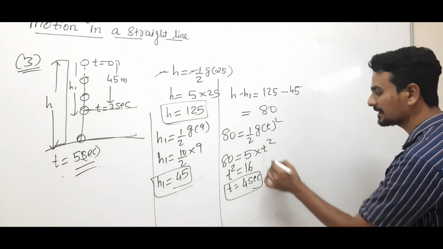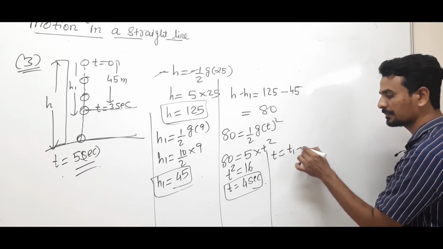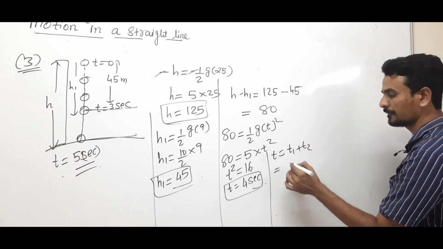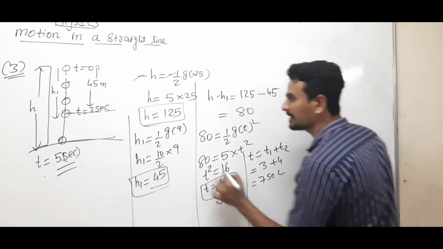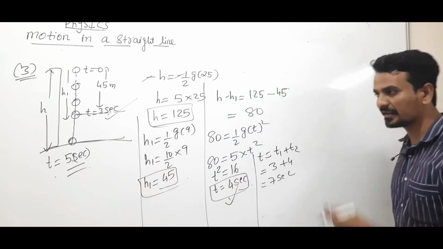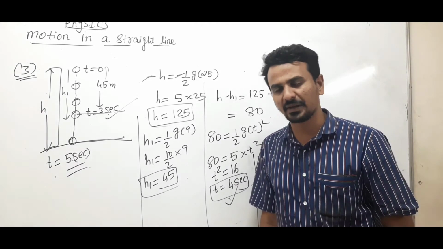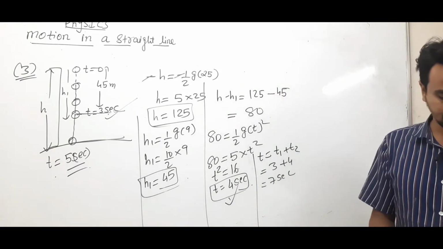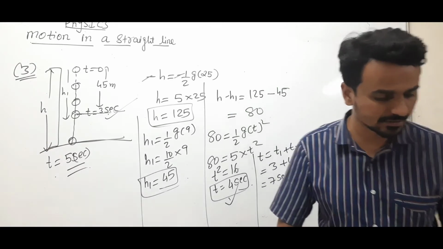So the total time will be 7 seconds. T equals T1 plus T2, 3 seconds plus 4 seconds, so 7 seconds. We have to add these times. That's it. So the total time taken will be 7 seconds. Clear? Fine. Let us solve another question.